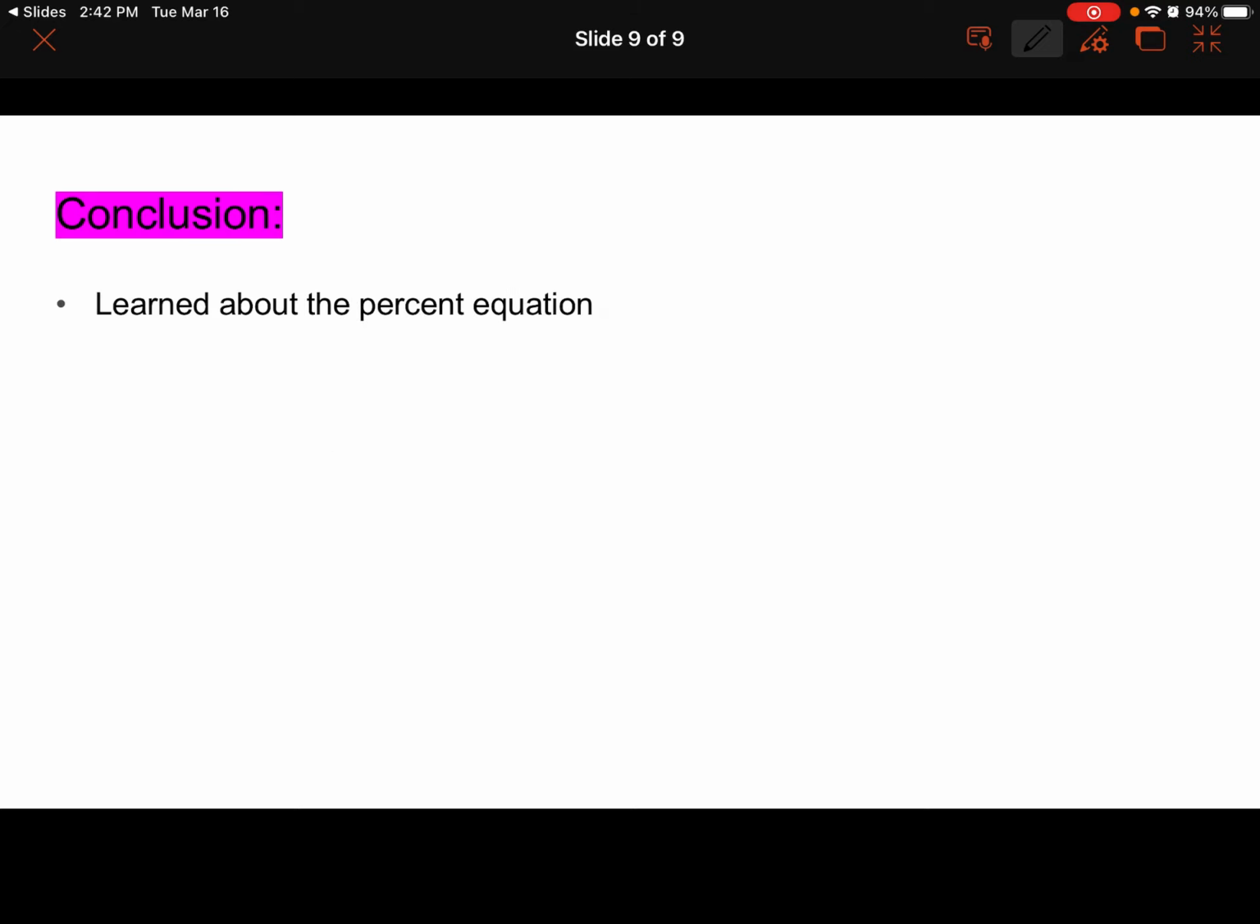All right, so in conclusion today we learned about using the percent equation, specifically how we can use it in our problems. We also did a little bit of a review going over some proportional relationships and percent proportions.